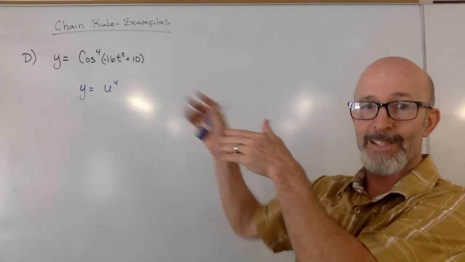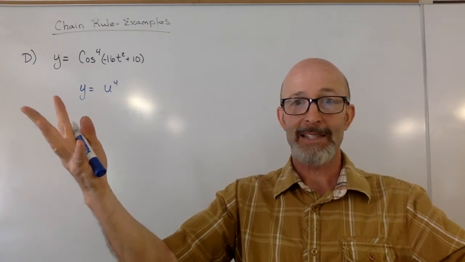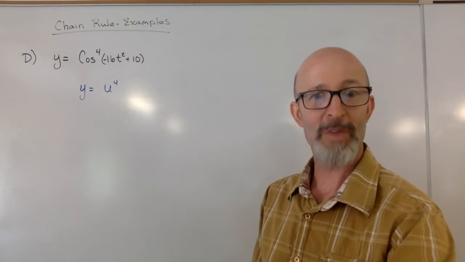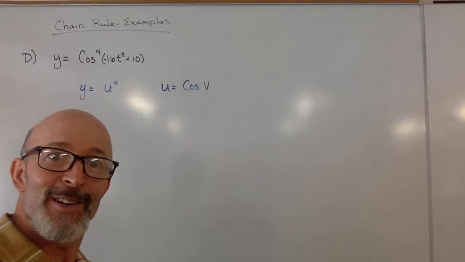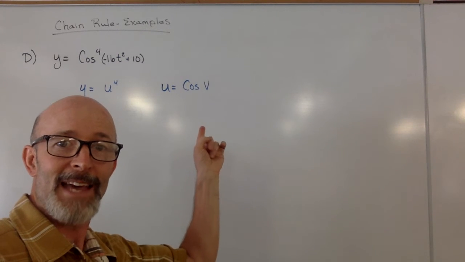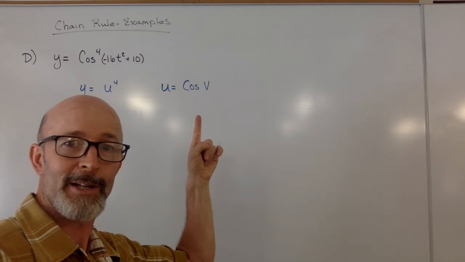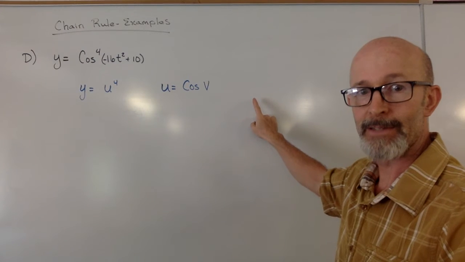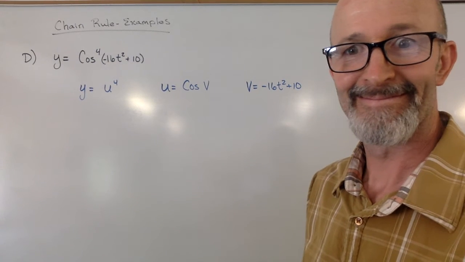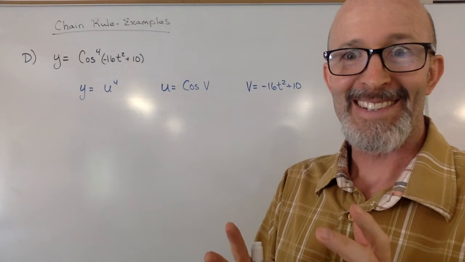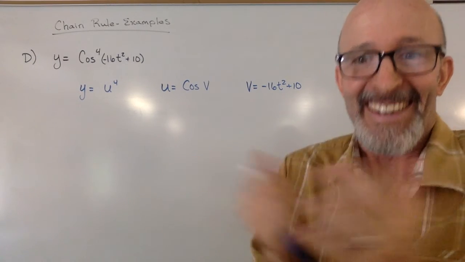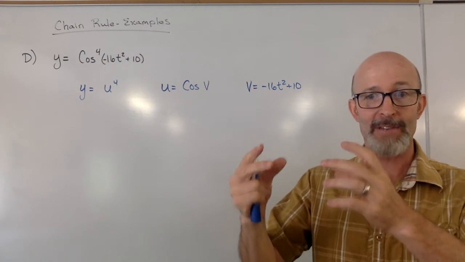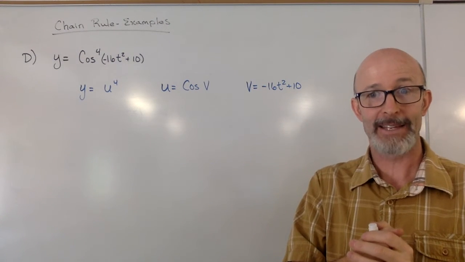You start with the outside function. That's the biggest, overwhelming, overarching function. We're taking something to the fourth power. Then you say to yourself, hey self, what are we taking to the fourth power? Well, cosine. But cosine of what? Maybe we need something else. Oh my gosh, a third one. Who'd have thought? Now we have, well, honestly, in a chain rule, you can have as many inset functions as you like.